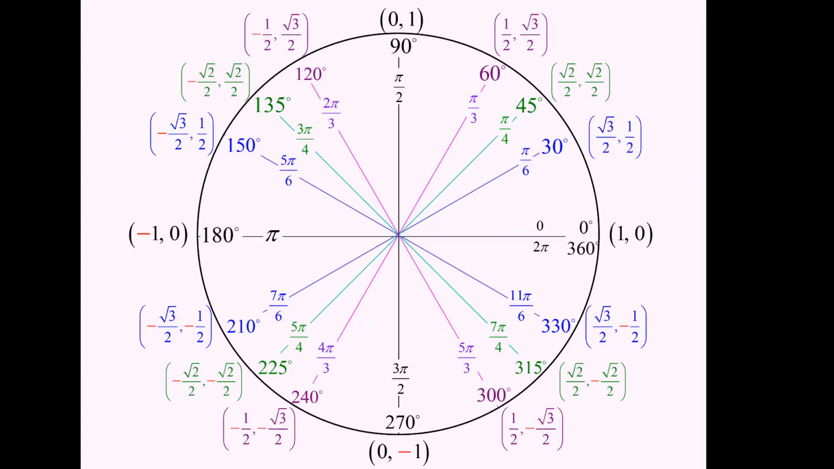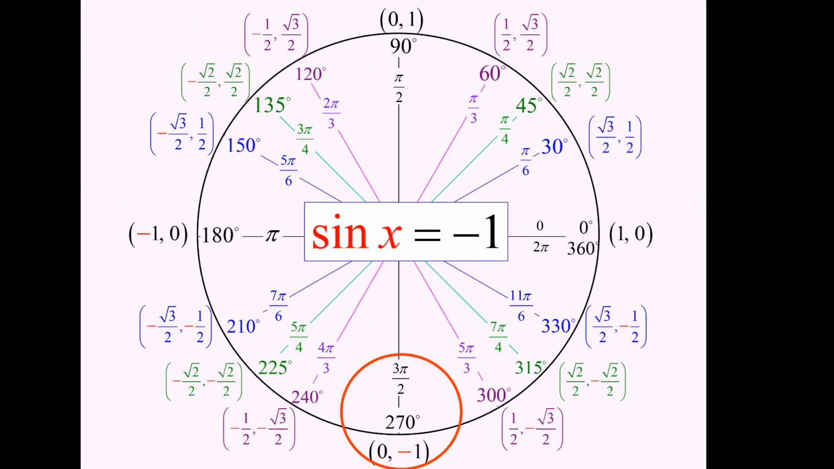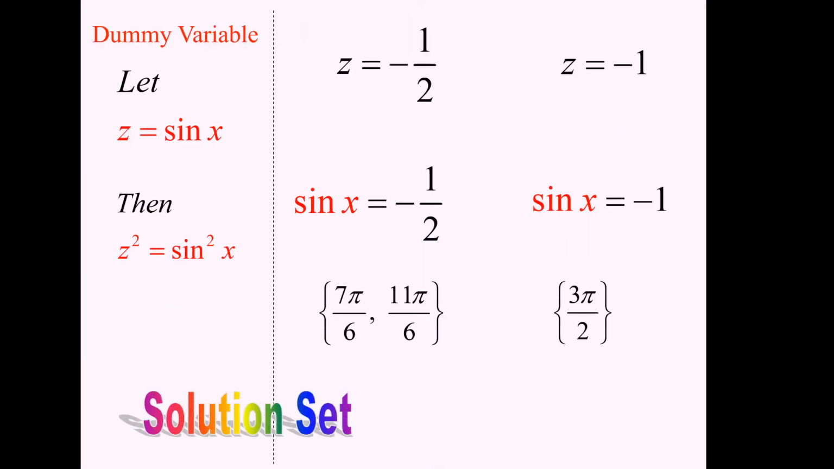And then here's another one. The inverse sine of negative 1, we found between quadrants 3 and 4, so it's 3 pi over 2. For this one, we have 3 solutions. For the solution set, we have 7 pi over 6, 3 pi over 2, and 11 pi over 6. We just arrange the order from least to greatest for the final solution.